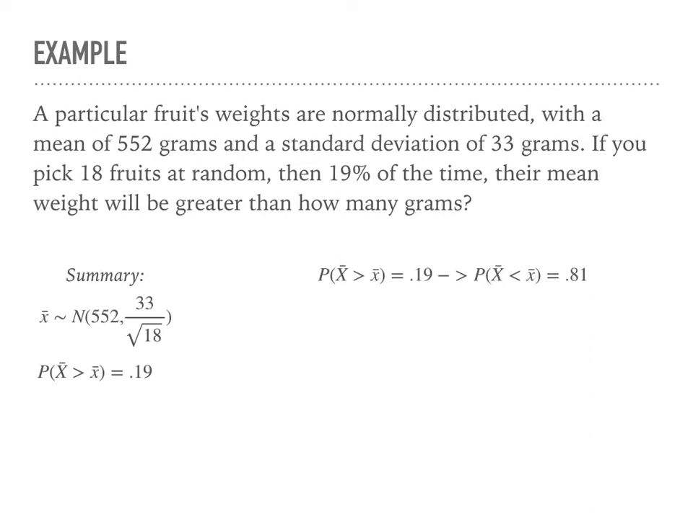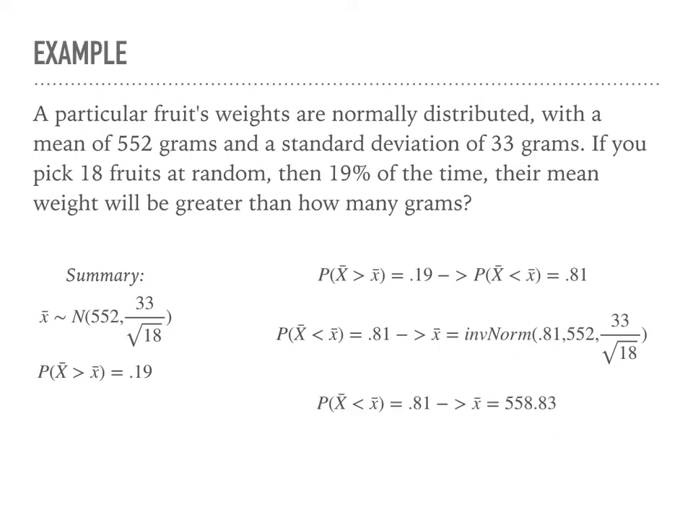So we have area to the left. Area to the left would be 0.81. Now we can use the inverse norm function, area to left 0.81, mean, and then standard deviation. And we get that 19% of the time, the mean weight will be greater than 558.83 grams.